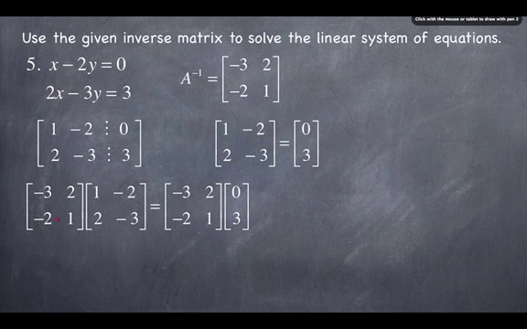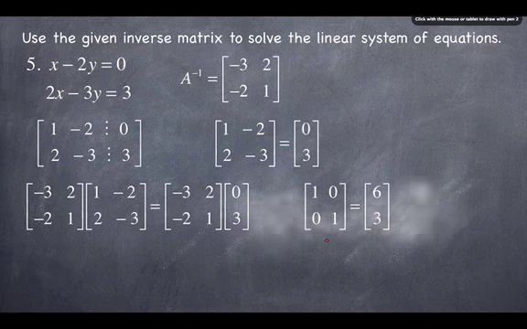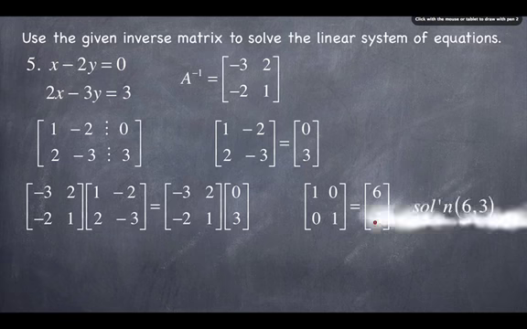And at this point, when you multiply the inverse times this 2 by 2 matrix, you're going to get the identity. Here, you're going to get the following, which means that the solution to this problem number 5 is x equals 6, y equals 3. Let's move on to number 6.